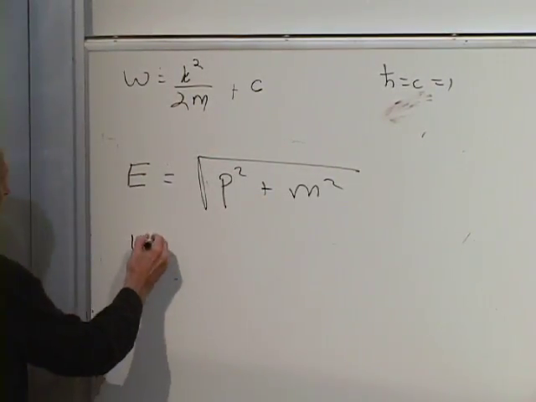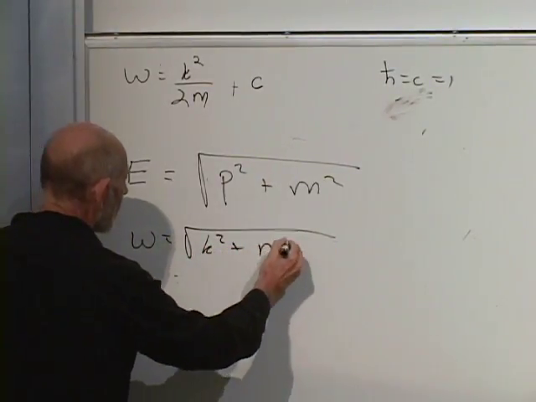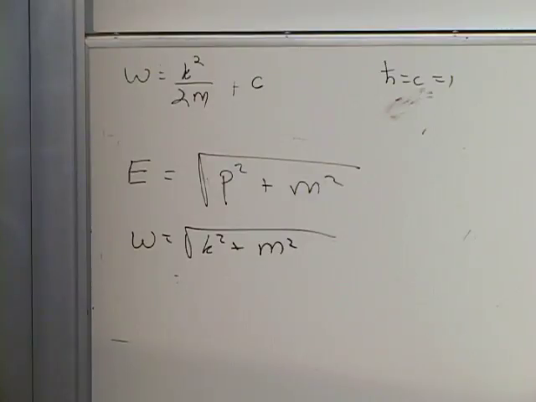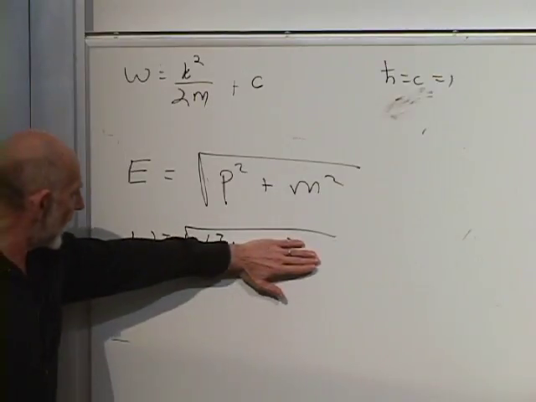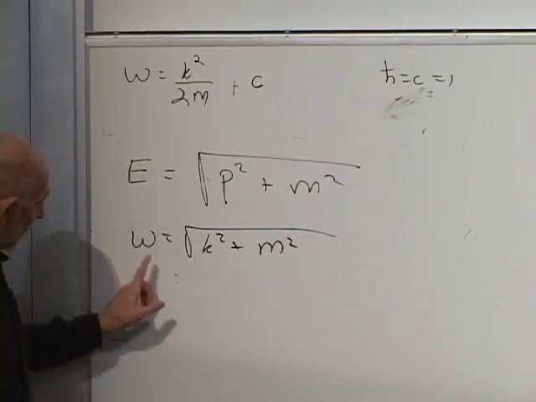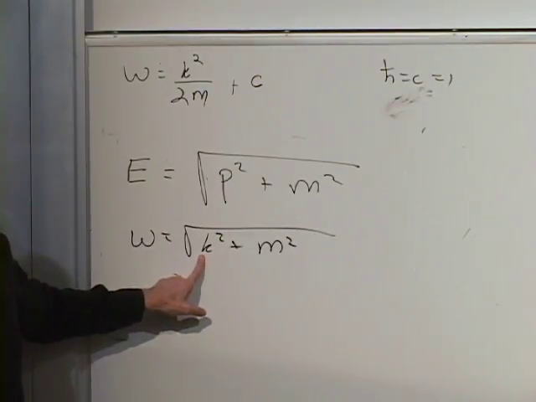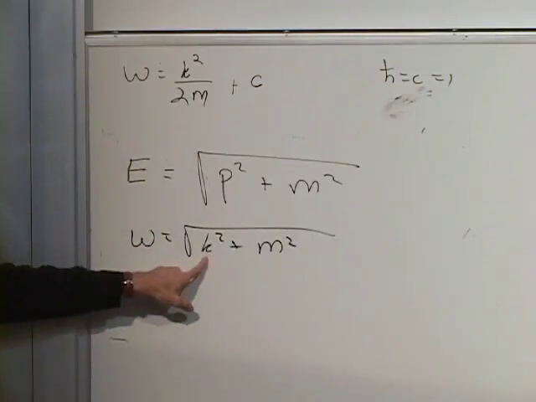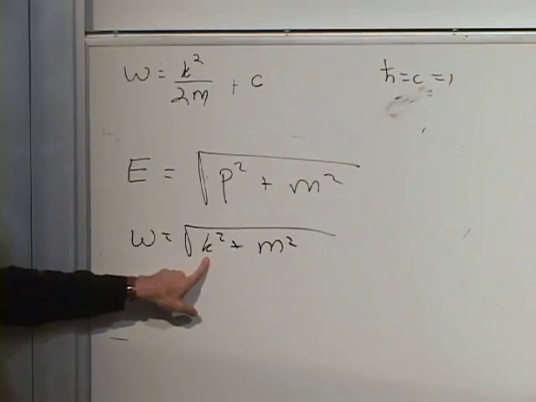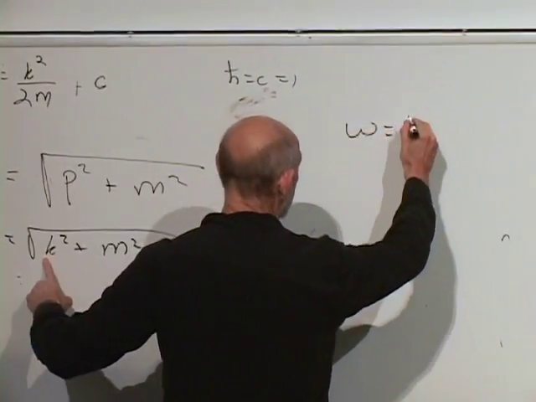this is exactly the same as writing omega is equal to square root of k squared plus m squared. So for a relativistic particle, the frequency is the square root of k squared plus m squared. Now, if m happens to be equal to 0, then omega equals the magnitude of k. Apart from the speed of light, which I've set equal to 1, that's the relationship for a wave moving with the speed of light: omega is equal to k.